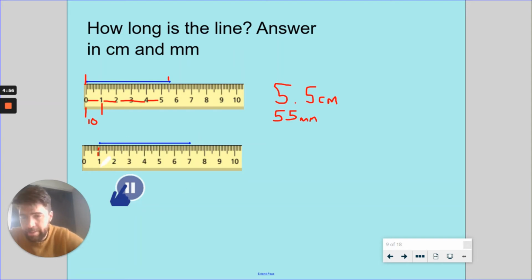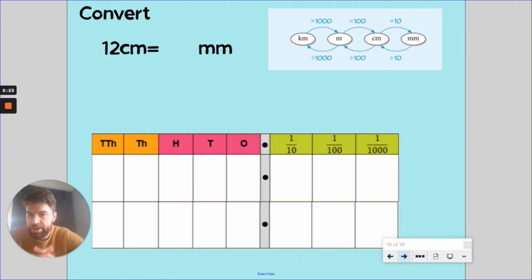So I can use the ruler to help me and I can just count along. 1, 2, 3, 4, 5, 6 centimetres. What about millimetres? Well, it's going to be 10, 20, 30, 40, 50, 60 millimetres. So that's if we're using a measure to help us.